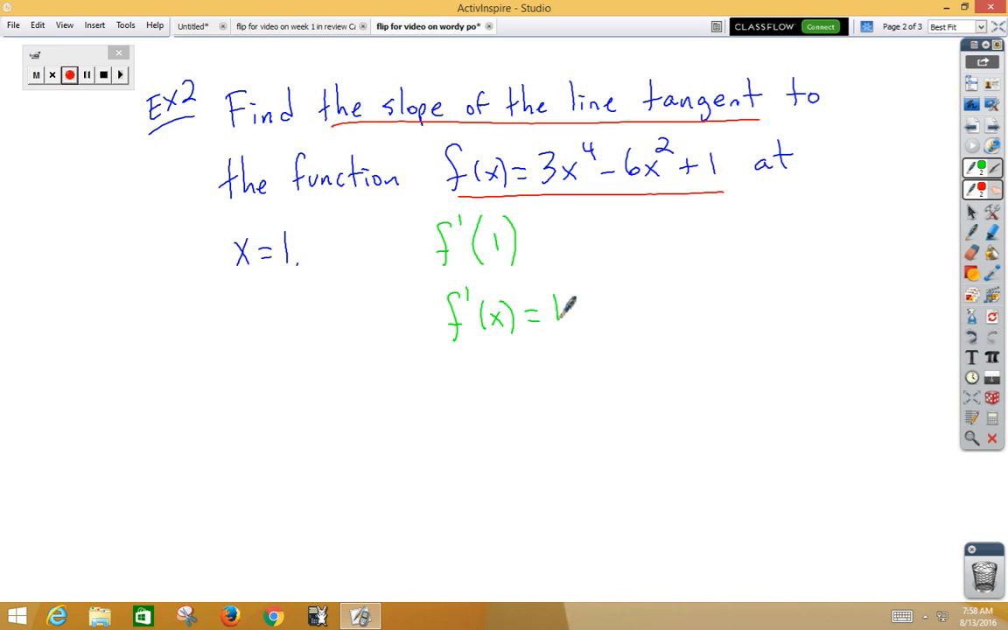Power rule would give us 12x cubed minus 12x. We're then going to go ahead and plug in a 1. So we would get 12 times 1 cubed minus 12 times 1, which would give us a slope of 0. Slope of 0 would be a horizontal tangent line. We'll learn later on that that means that there's either a local maximum or minimum point at x is 1.